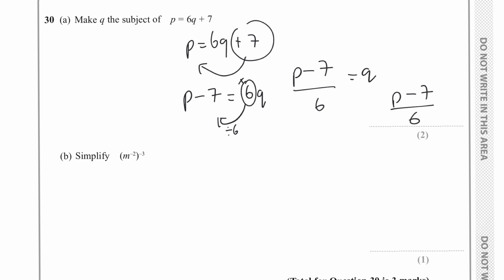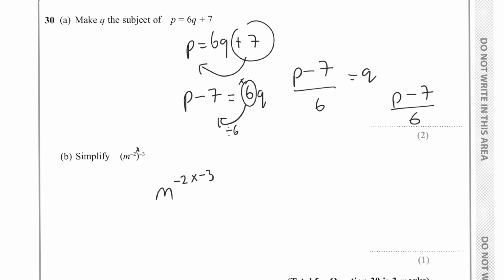Then lastly, it wants us to simplify m to the power of minus 2, all to the power of minus 3. So whenever you've got brackets and indices, you essentially times the two powers together. So it's going to be m to the power of minus 2 times minus 3. The minuses will cancel out. 2 times 3 is 6. So you'll be left with m to the power of 6.